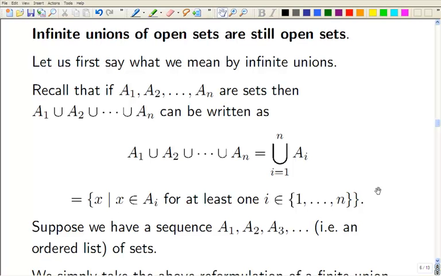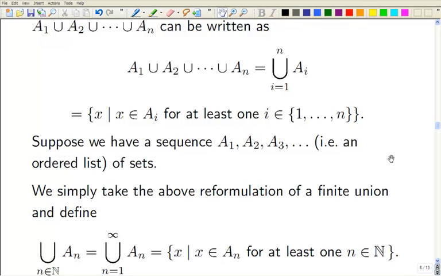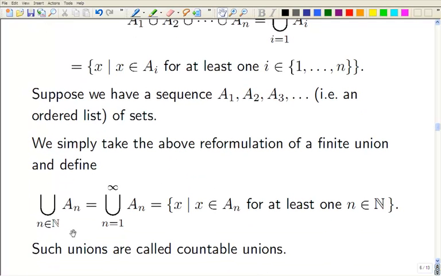So suppose you've got an infinite number in some list, in a sequence. So you've got a sequence of sets now. A1, A2, and A3, they're all sets. And now we can define the union of them all with two equivalent notations. So that means the union of all the sets An, where n runs through the natural numbers. So that means n runs through 1, 2, 3, 4.